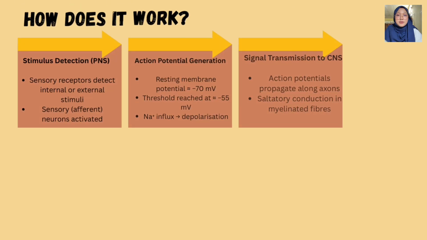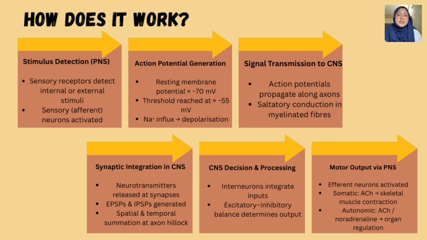Now I'm going to talk about how the nervous system works. First thing first, everything begins with stimulus detection in the peripheral nervous system. Sensory receptors will detect internal or external stimuli such as touch, temperature, or changes within the body. These stimuli activate sensory or afferent neurons. Next, it will be the action potential generation.